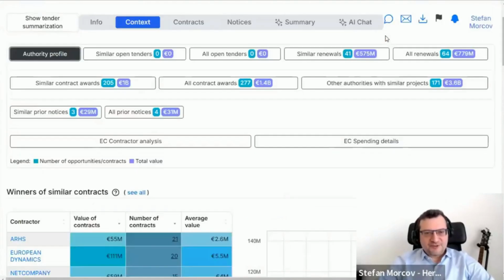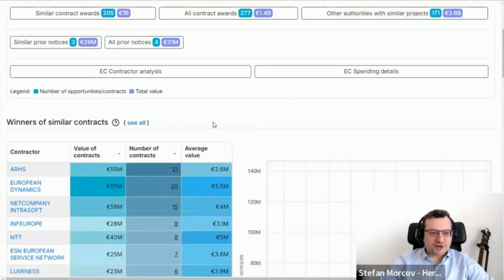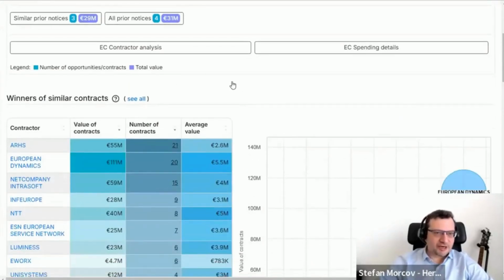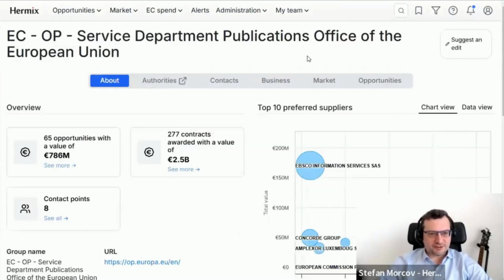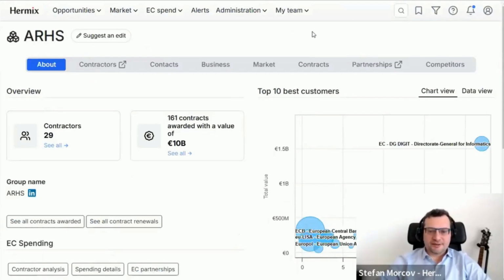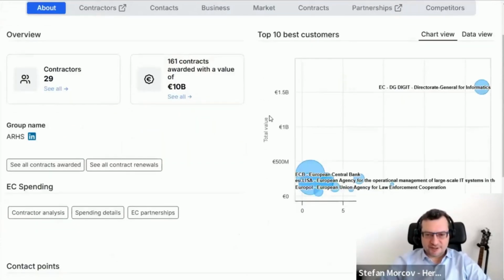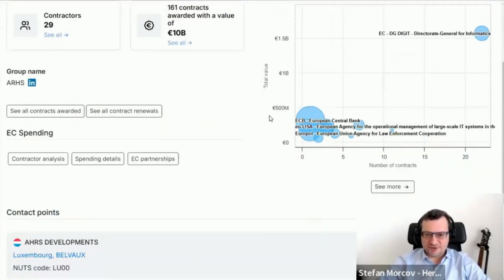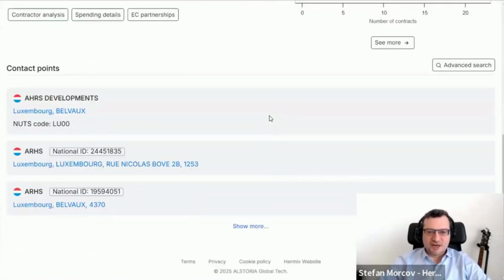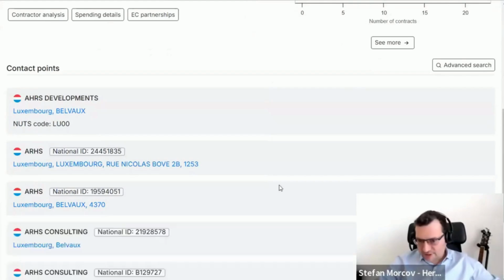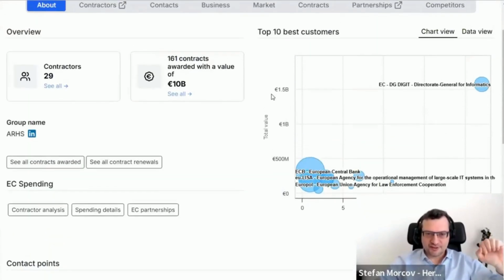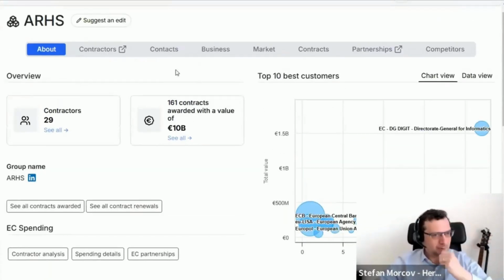And you have the same type of analysis for companies. Like maybe I want to look at what Aris is doing in this market or in any other markets. So I have the same analysis: their contact points, their addresses, phone numbers that we found in public sources. This is what is published in the public procurement portals. So I have the contact points here.